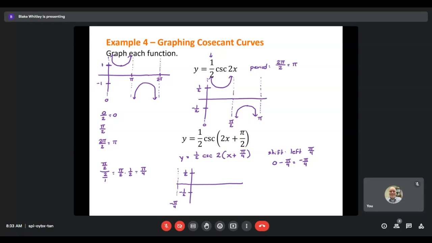My next one was at pi over 2. Shifting it to the left pi over 4, I need a common denominator. So that's 2 pi over 4 minus pi over 4, and that should give us positive pi over 4. So we have another asymptote here, positive pi over 4.